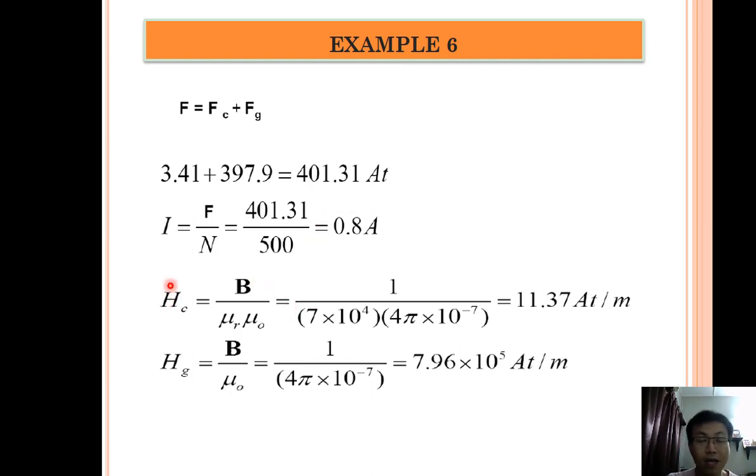Then I need to find the magnetic field intensity, where different materials will have different magnetic field intensities. So Hc, the magnetic field intensity in the core, is B divided by mu R mu naught. B is 1 Tesla, mu R is 70,000, mu naught is 4 pi times 10 to the power minus 7. So my Hc is this one. My Hg is the same, but without mu R, since mu R is 1. So I have this value. We can see that the Hc in the core is much lower than the Hg.